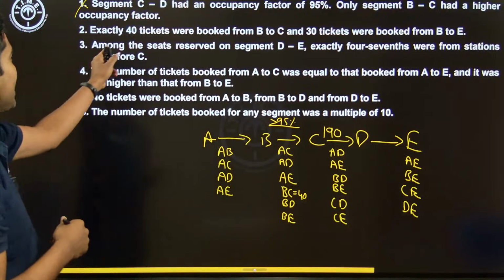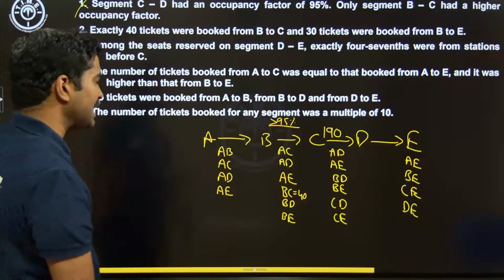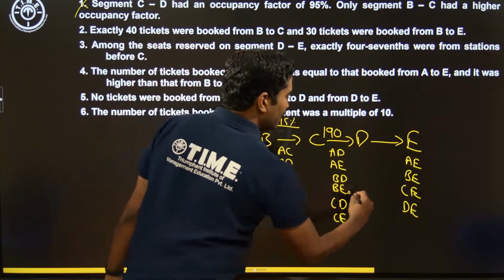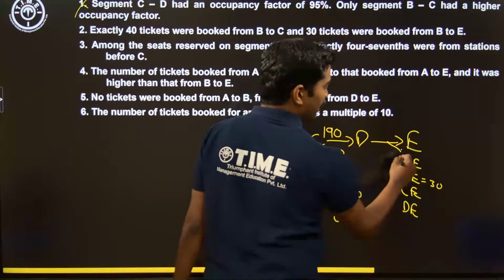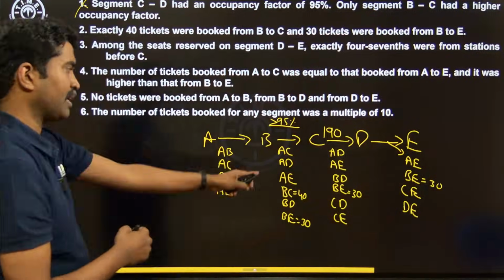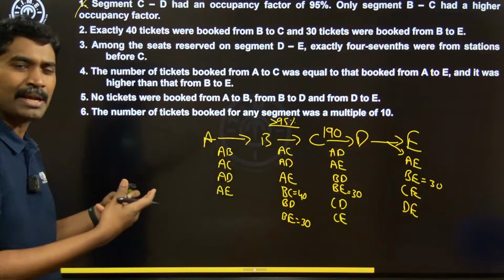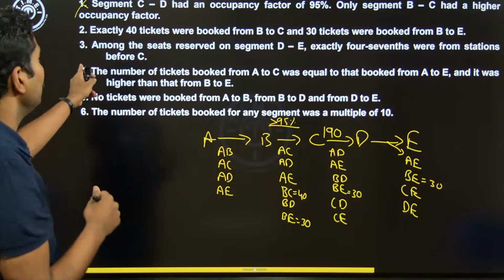Exactly 40 were booked from B to C, and 30 were booked from B to E. All right. BE, this is 30, this is 30, and this is 30. By the way, these are the people traveling in that stretch. Okay, 30, 30, 30. Be careful, enter it at all the values. I'm getting a good feeling about this. I mean, enough variables once I chat it out, right?